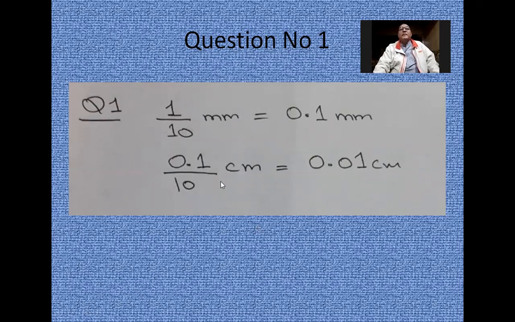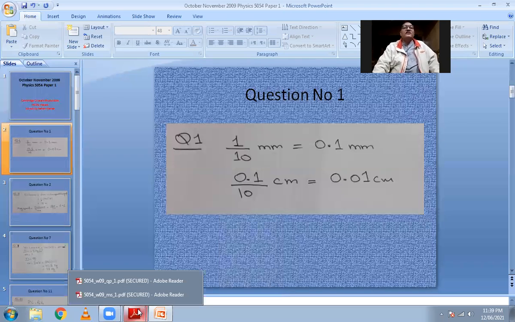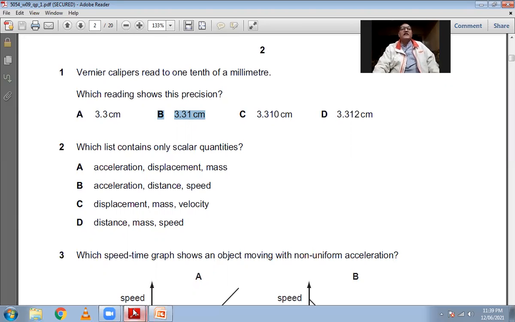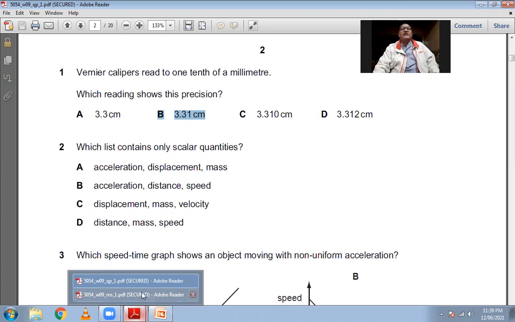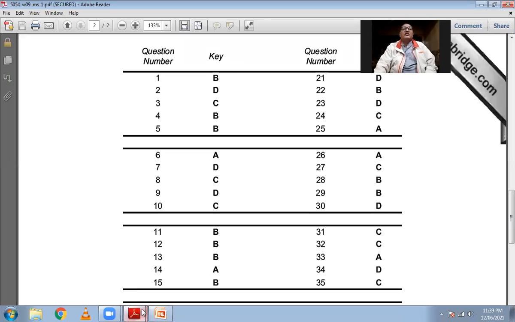So let's check. After the decimal, 2 decimal places is in this option. So I think this will be your answer. Question number 1, I think B is the right answer. After the decimal, there are 2 decimal places, and the unit is centimeter. So this is the one which is correct up to 1/10 of a millimeter. So let's check. B is the right option, sir. Our answer is right.